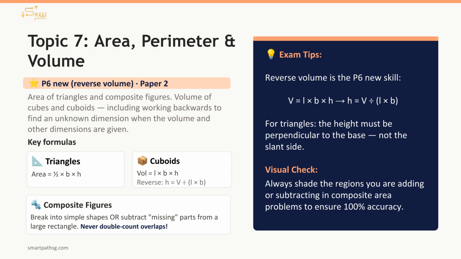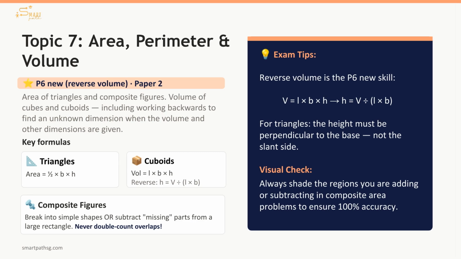For composite area, you need to decide whether to add or subtract. Either break into simpler shapes, or find the large rectangle and subtract the missing parts. Drawing and labeling the shape is essential.